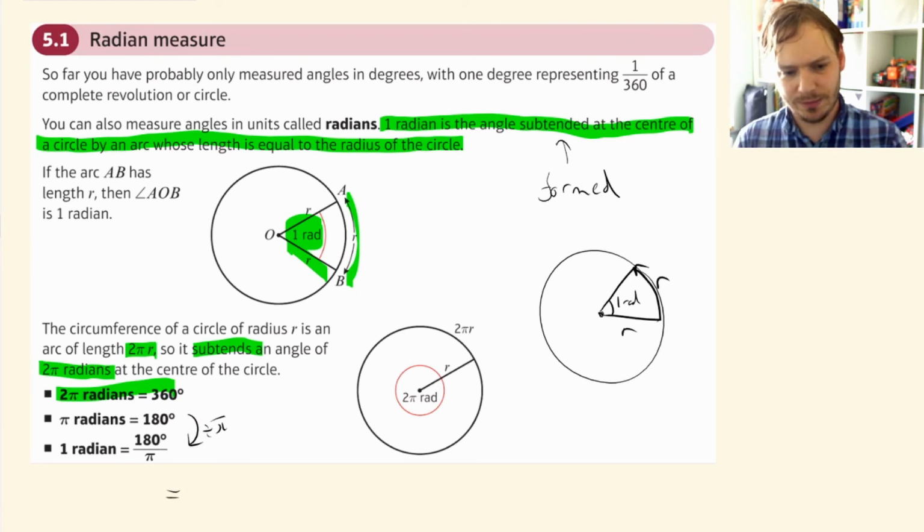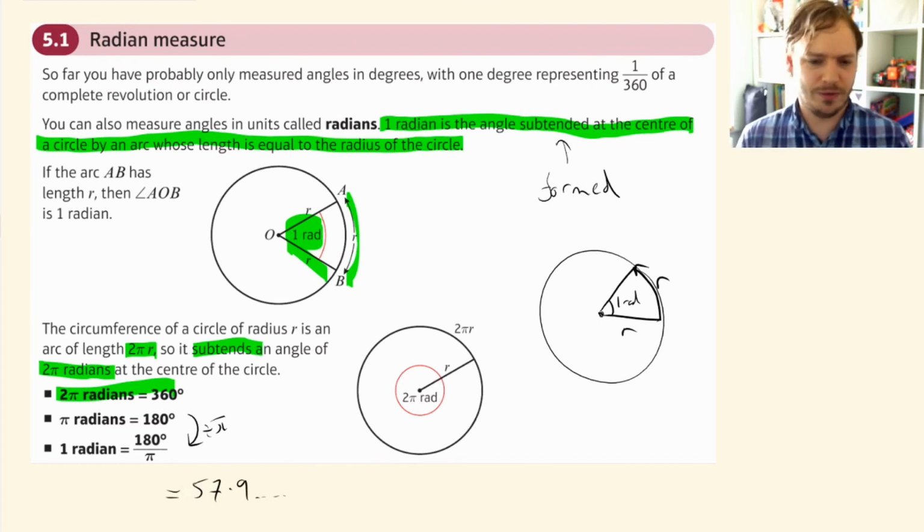Now that's 57.9 something, I think, off the top of my head. It's not a neat number, it's not a special number. It's not special or neat because remember that 360 is a completely arbitrary choice for our measurement of angles. So there's no reason that it would be connected in any special way to radians. There's no reason that 1 radian would be a special nice number of degrees. It isn't, because degrees is just a choice made for convenience, whereas radians is built out of the properties of circles. So that's what a radian is.